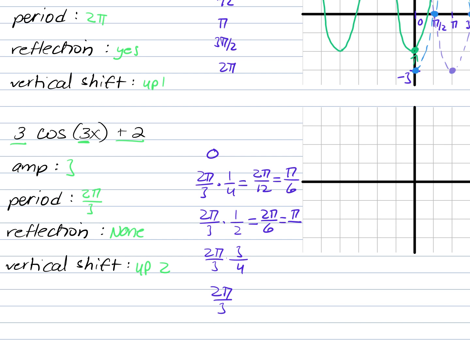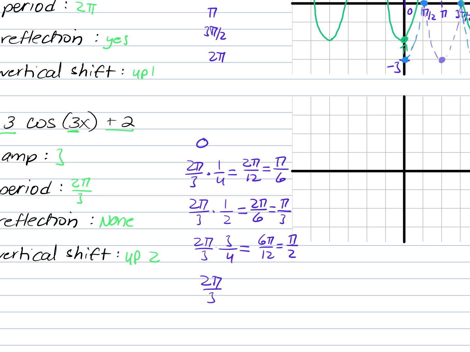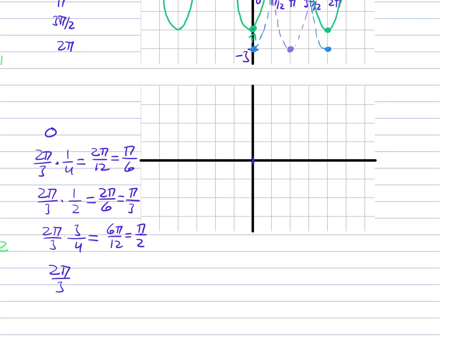All right, always simplify these. Now 2 pi over 3 times 3/4 is going to get you 6 pi over 12, which is going to get you pi over 2. And then we have the period itself. All right, so we're going to use these to label the axis. It's going to be at 0, pi over 6, pi over 3, pi over 2, and then 2 pi over 3.